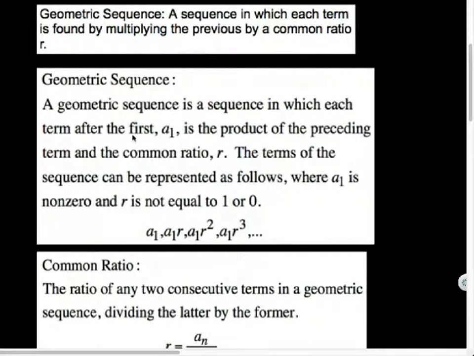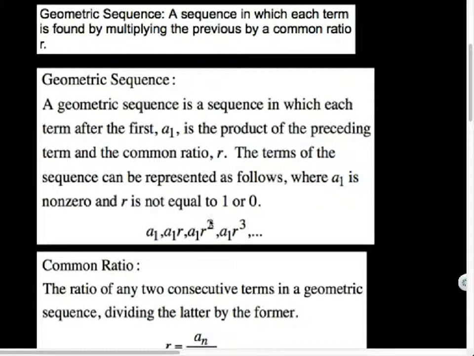A geometric sequence is a sequence in which each term after the first, a sub 1, is the product of the preceding term and the common ratio r. The terms of the sequence can be represented as follows, where a sub 1 is non-zero and r is not equal to 1 or 0. So the first term would just be a sub 1. The second term, a sub 2, could be found by multiplying by r.